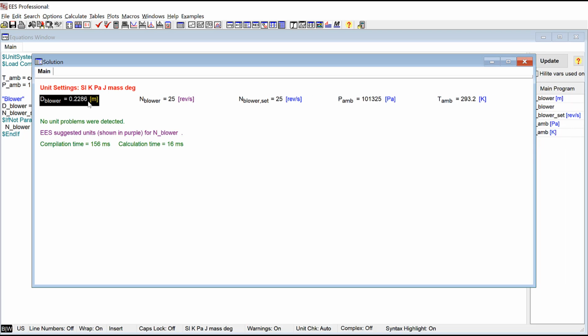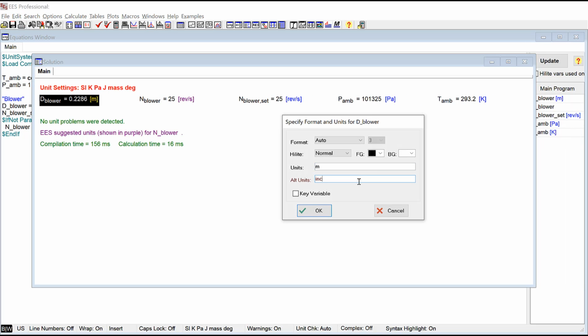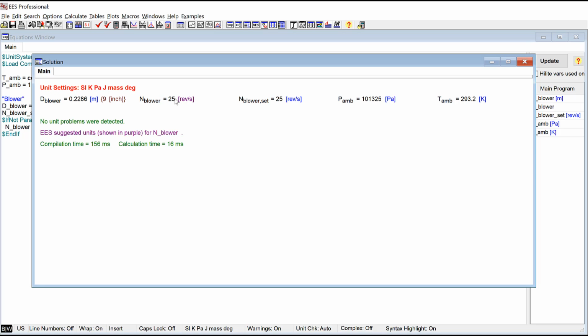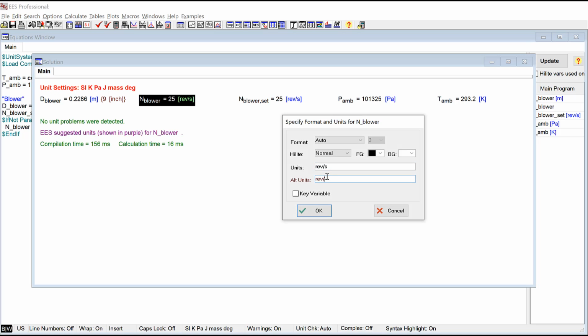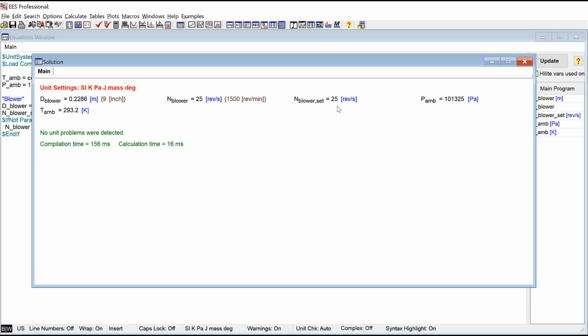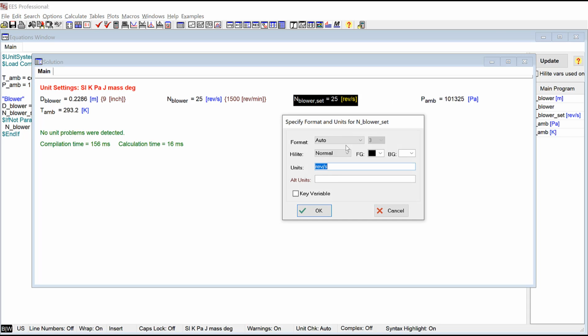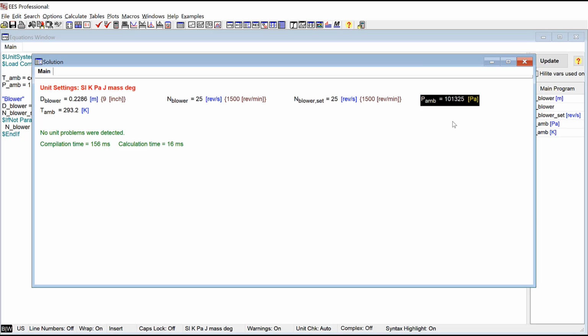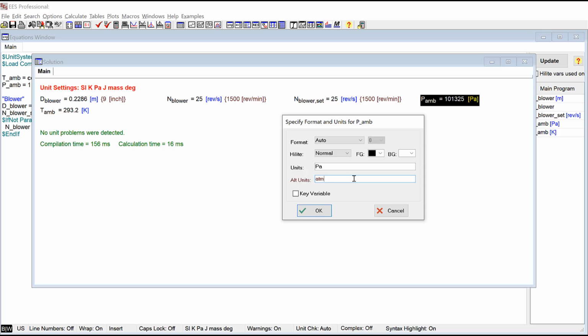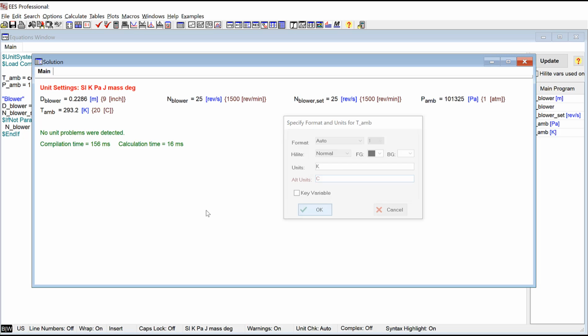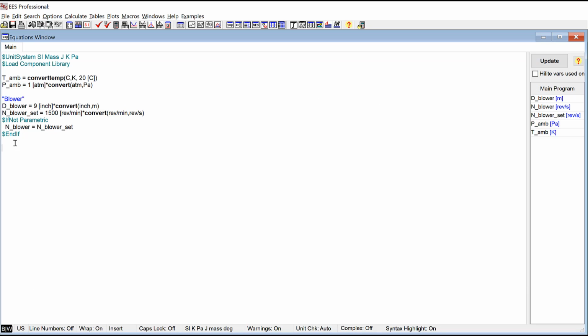I probably want to set some alternate units for some of these things, like the blower diameter, the blower speed, this one in particular probably I want to set. Atmospheric pressure, maybe we should set that in atmospheres. And atmospheric temperature is probably going to be convenient to set in Celsius. Okay, so that all looks good.